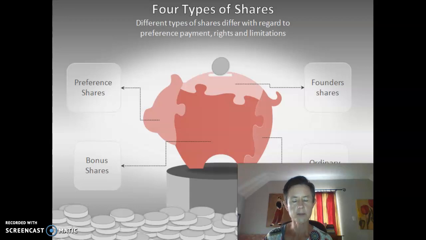You are going to need to be able to identify these shares from scenarios that are given to you. And the 4 types of shares that we look at are preference shares, bonus shares, founders shares, and ordinary shares. Right? So you need to be able to identify those from scenarios given to you.